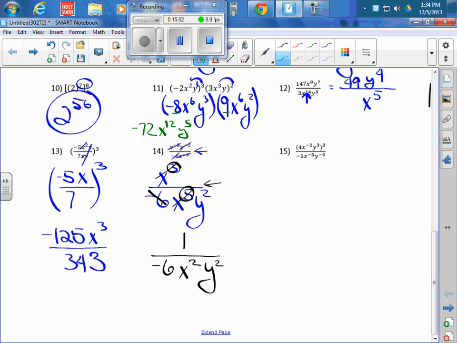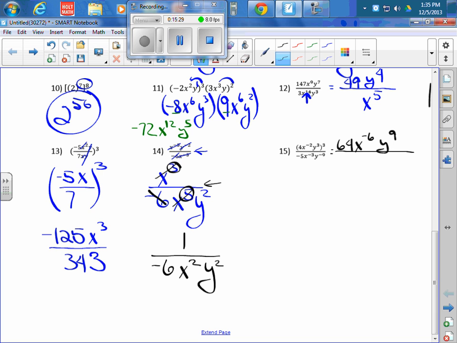Number 15. Clear the parentheses first. 4 to the third power, 64. X to the negative 2 times 3, so we're going to have x to the negative 6. We're multiplying the exponents here. Y to the third, multiply the exponents, y to the ninth.